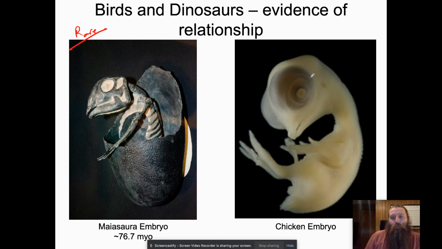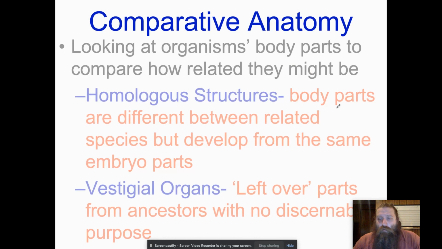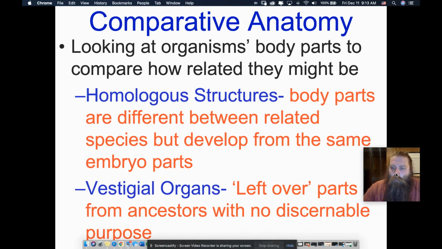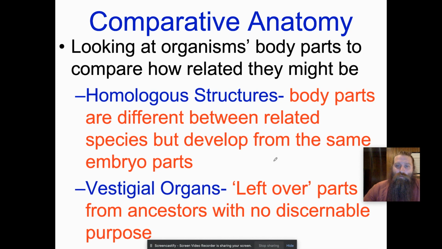But here it is compared to a chicken embryo, and you can see what a striking resemblance there is. Now, comparative anatomy is the next branch. Comparative anatomy looks at the body parts of an organism after they're developed, so after they're born, and it looks for homologous structures, so body parts that are different between related species but come from the same embryo parts. And they also look for vestigial organs, which are leftover parts from ancestors that don't have either a discernible purpose right away or don't seem to be useful.